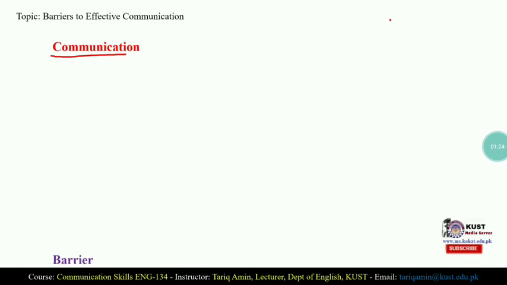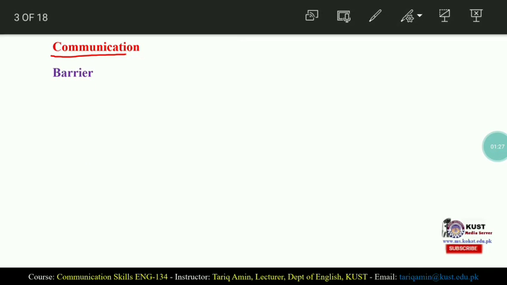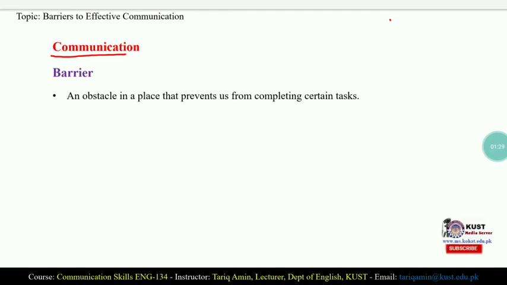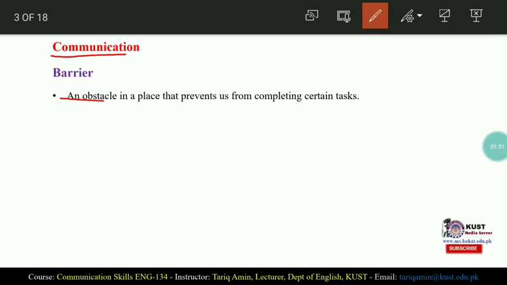Now, what is a barrier? A barrier is actually an obstacle in a place that prevents us from completing certain tasks, that prevents us from communicating with others. So it is an obstacle that prevents us from communicating with others, or that affects our communication process.